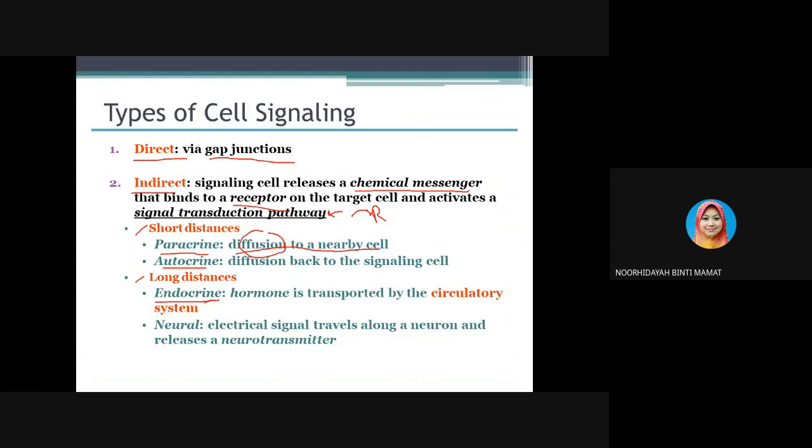This is the pathway of cell signaling that can act over a long distance. For example, we're talking about hormones, which are transported by the circulatory system. Also in the long distance, we have the neural, which is an electrical signal that travels along a neuron and is released as a neurotransmitter. So here we already learned this in general in our previous lecture.